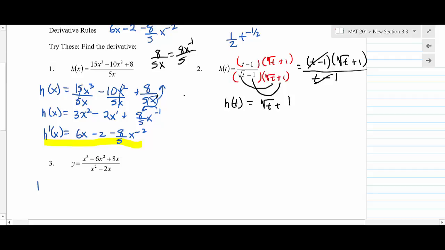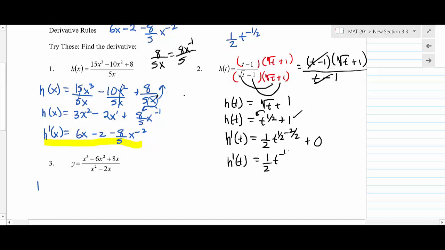Okay, now what do you need to do with the square root before you do a derivative? Right, you got to write it as a half power, so we'd have h of t equals t to the 1/2 plus 1. Okay, now you're ready to do the derivative and get your answer. So h prime of t, bring the 1/2 down, is 1/2 t to the 1/2 minus 1. And then, of course, the derivative of 1 is 0. So you would get h prime of t equals 1/2 t to the negative 1/2. And I'll just leave it at that stage right there. That's good enough. Okay? All right, does that look okay?